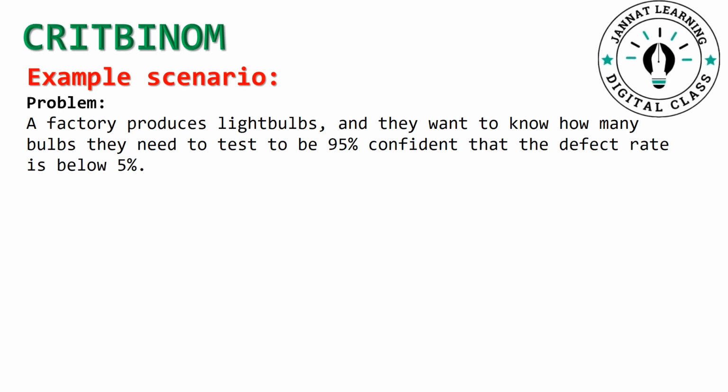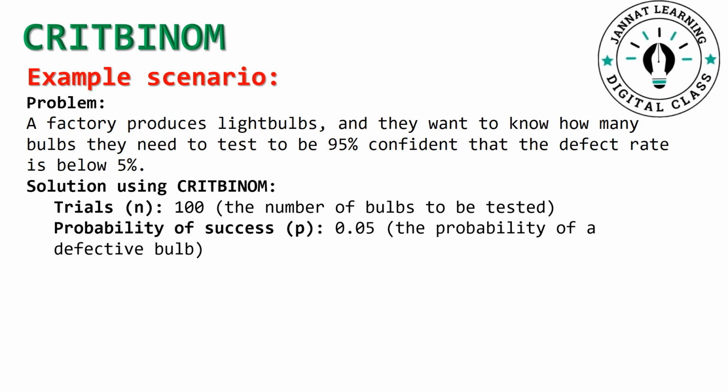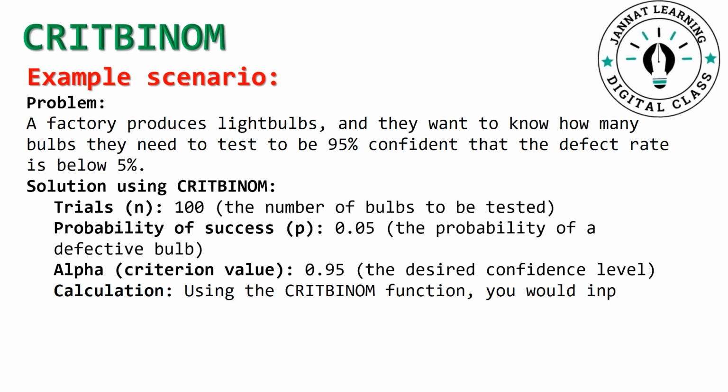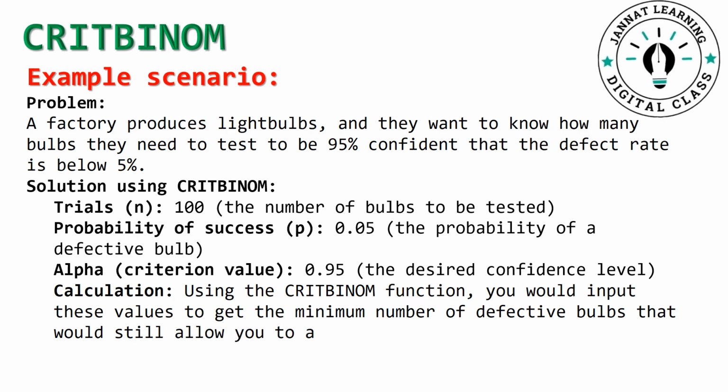An example scenario is that a factory produces light bulbs, and they want to know how many bulbs they need to test to be 95% confident that the defect rate is below 5%. Solution using CRITBINOM: Trials, N is 100, the number of bulbs to be tested. Probability of success, 0.05, the probability of a defective bulb. Alpha, criterion value, 0.95, the desired confidence level. Calculation: using the CRITBINOM function, you would input these values to get the minimum number of defective bulbs that would still allow you to accept the batch at the 95% confidence level.